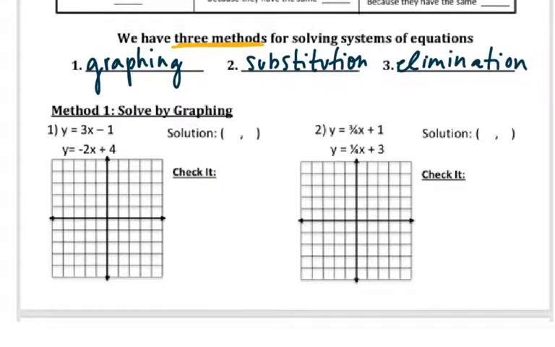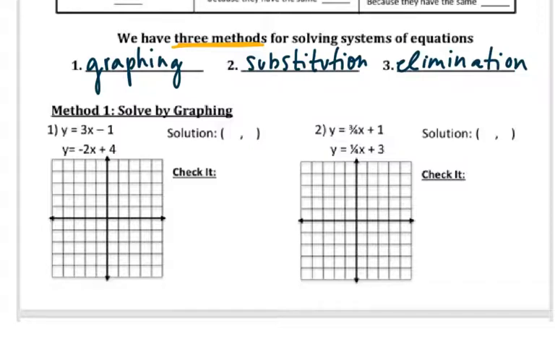So that's also an algebraic way to see where two lines cross. But again, today we're just doing method 1. Method 1 says solve by graphing. What we said at the beginning, a system is when we have two or more equations. In this one, we have two equations. So this is a system of equations.